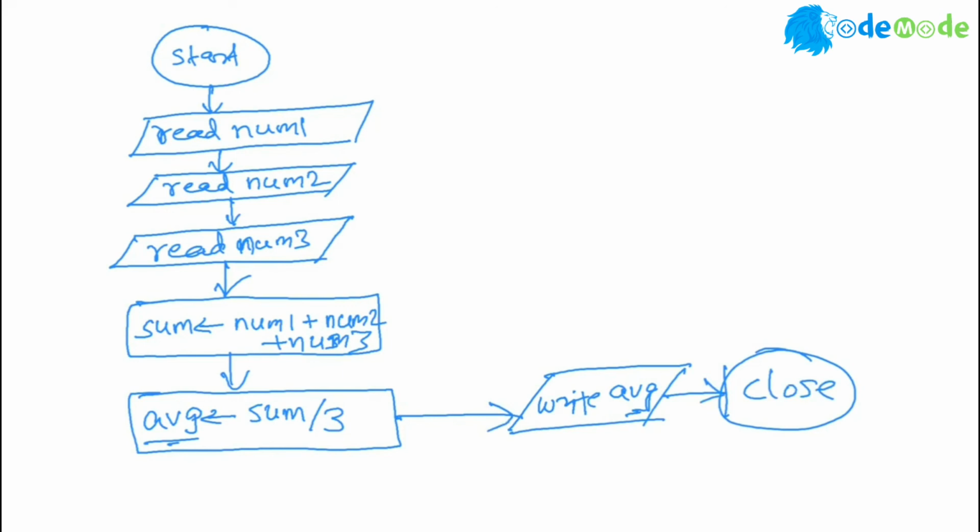So rather than writing text, I'm using a visual representation of my algorithm, which is much easier to read, understand and follow along. You can see read number 1, number 2, number 3, calculate the sum, calculate the average, which is sum divided by 3, and then finally end.